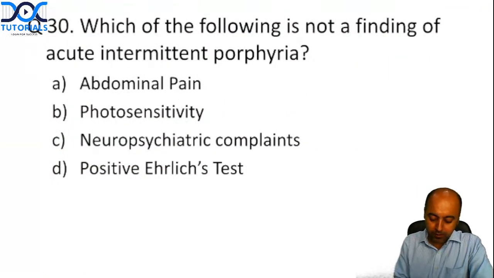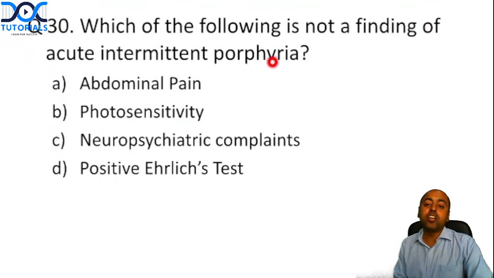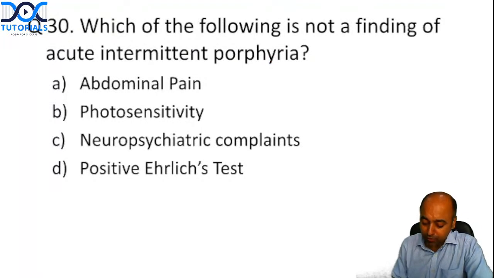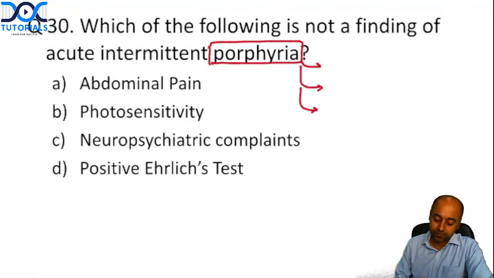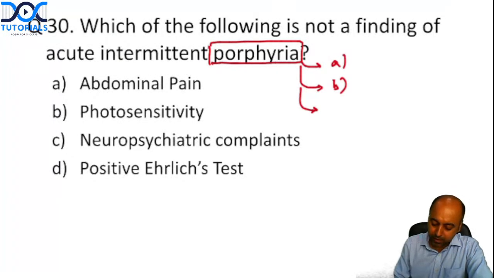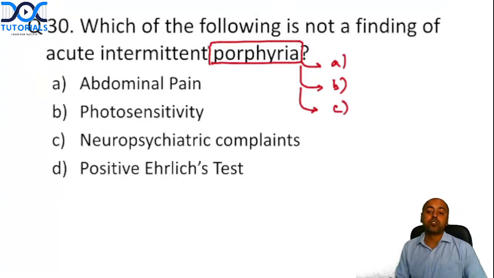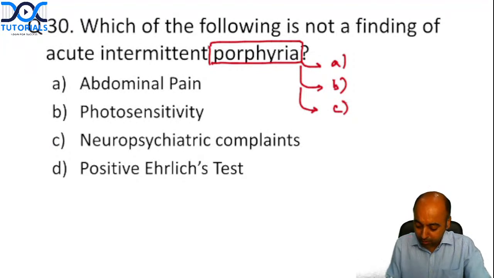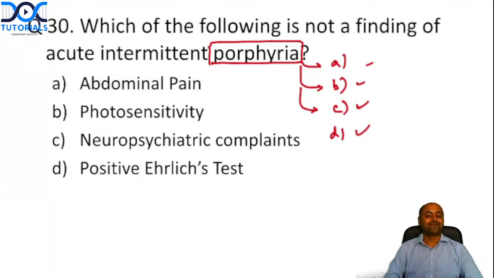Which of the following is not a finding of acute intermittent porphyria? Now this is a trick question, because normally porphyria, if you talk only about porphyrias, they have a cluster of three symptoms: abdominal pain, photosensitivity and the neuropsychiatric complaints. During the episode the Ehrlich aldehyde test will be positive.